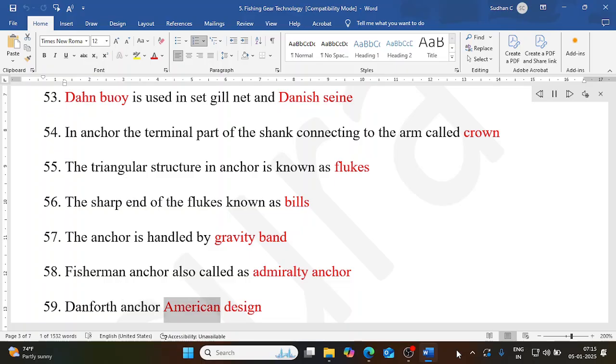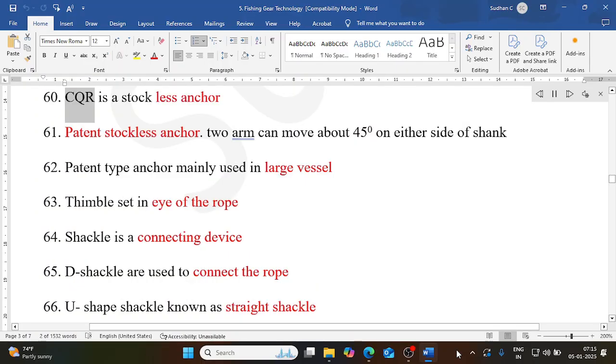Danforth anchor is of American design. CQR is a stockless anchor. Patent stockless anchor: the two arms can move about 45 degrees on either side of the shank. Patent type anchor is mainly used in large vessels. A thimble is set in the eye of the rope. A shackle is a connecting device.